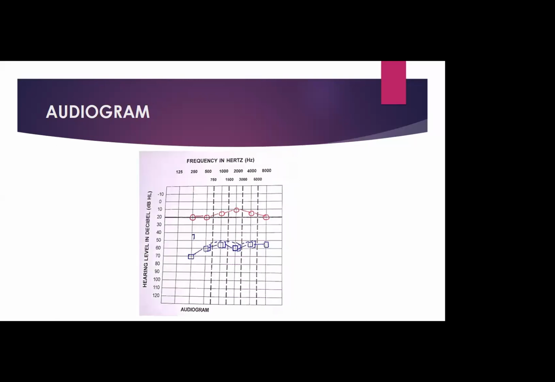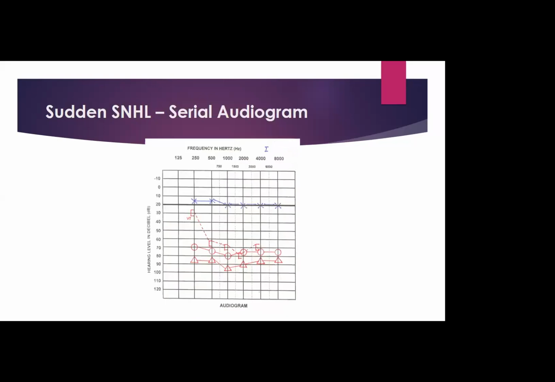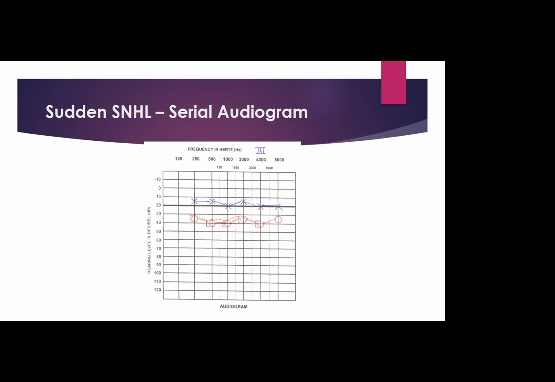This audiogram shows right ear normal hearing, whereas the left ear has sensorineural hearing loss, and it is more pronounced at the lower frequencies. So unilateral hearing loss may be indicative of Meniere's disease. In cases of sudden sensorineural hearing loss, we perform serial audiograms. Here we have the left ear normal, and the right ear has severe sensorineural hearing loss. This is the first audiogram, the second one is better, and the third is after medical intervention.